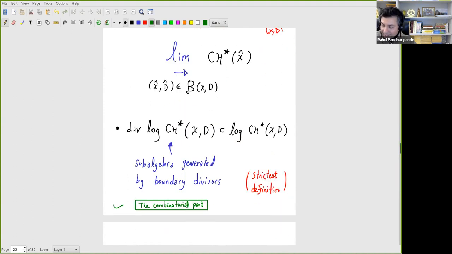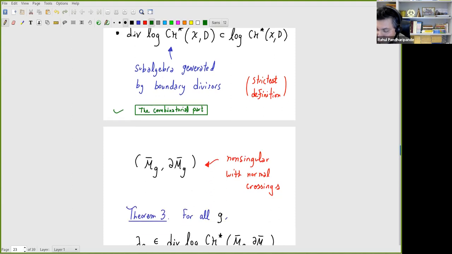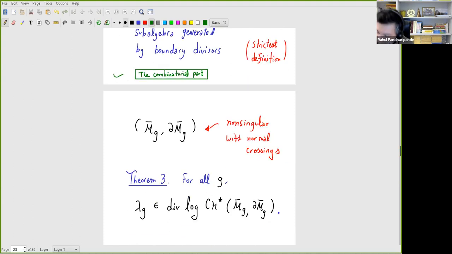And of course, the example we want is M_g bar, and the boundary of M_g bar is well known to be non-singular with normal crossings. So this is an example. Of course, the picture here is complicated as g gets higher, but the main theorem, the simplicity, is that this lambda_g lives in this combinatorial part. That's the statement that lambda_g is simple. It actually lives in just this combinatorial part.